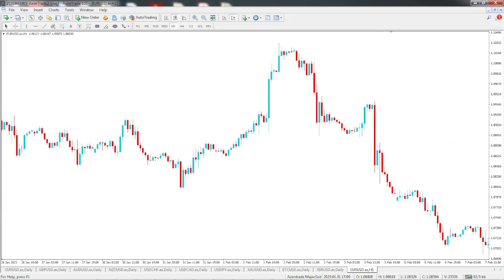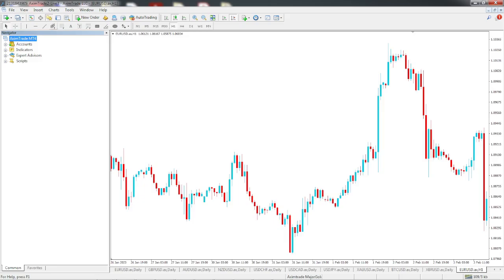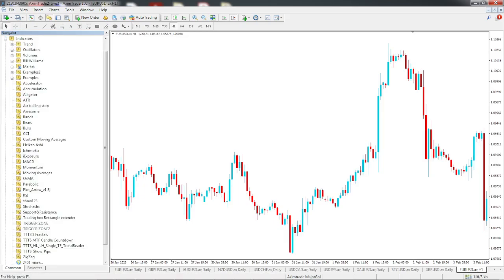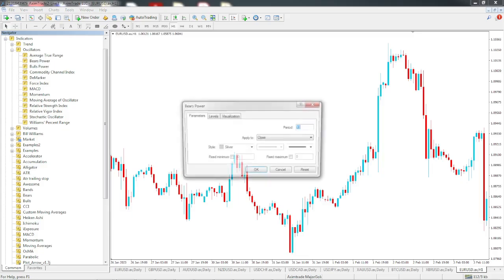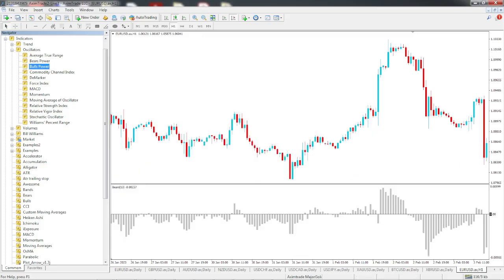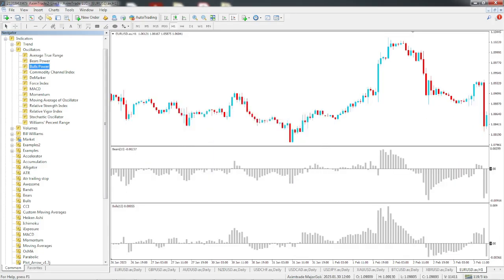The second method is the easiest one, as you click and drop it from the Navigator panel. To do that, simply go to the Navigator panel, Indicators. Under Oscillators, click Bulls Power, then drag and drop it on the chart. Follow the same procedure for the Bears Power indicator.